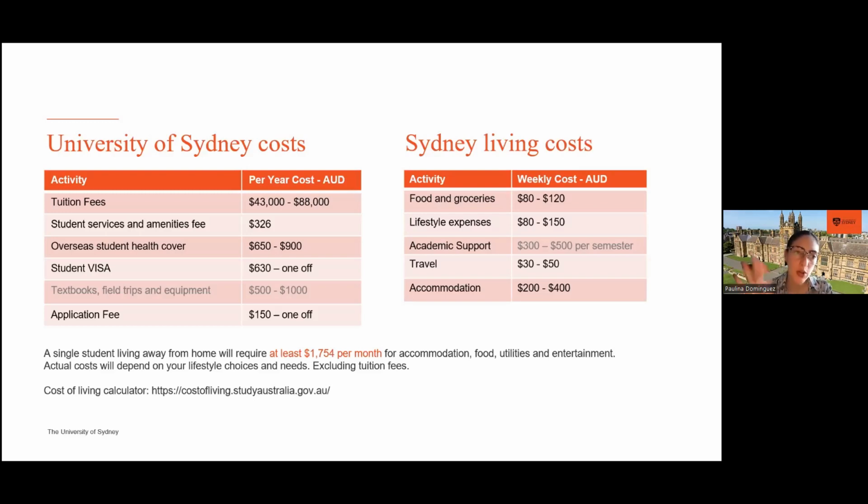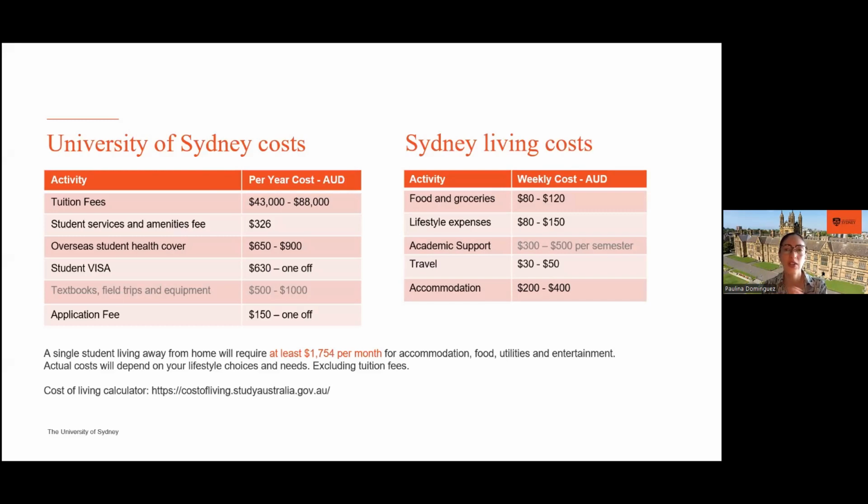Well, you will need to pay your tuition fees, student services and amenities fees, overseas student health cover. So as an international student, to meet the conditions of your student visa, you will need to hold an overseas student health cover to be able to apply for your student visa. Then there is the student visa cost as well, and application fee.